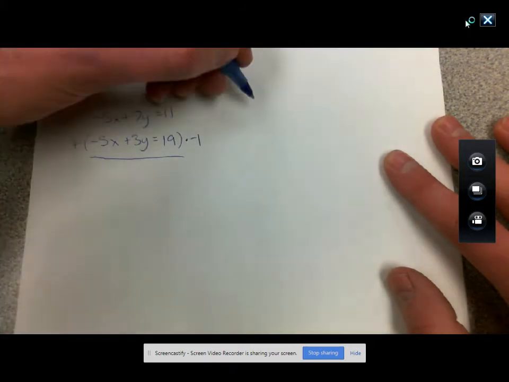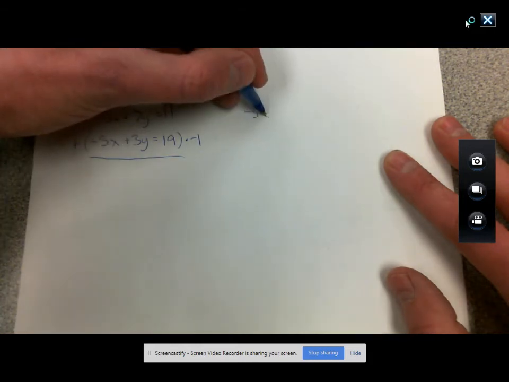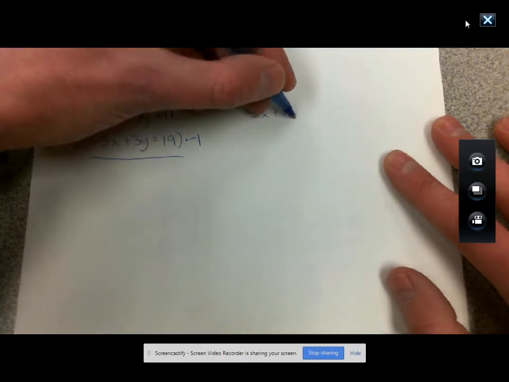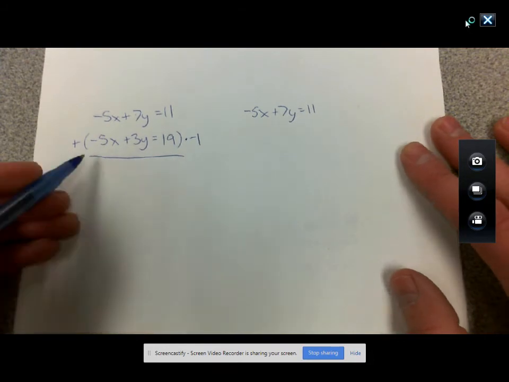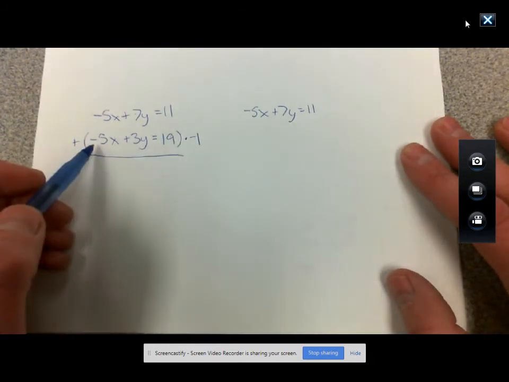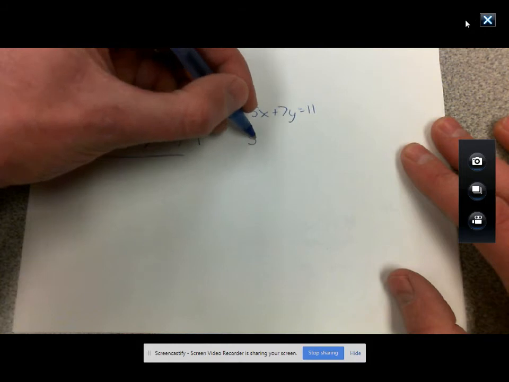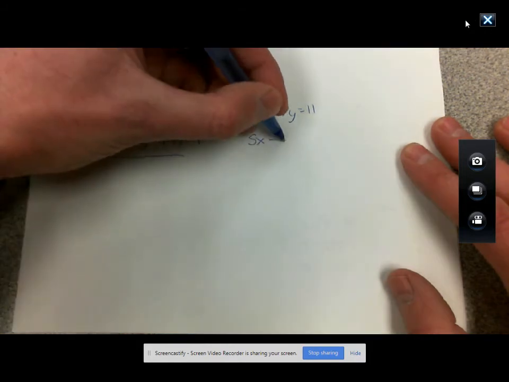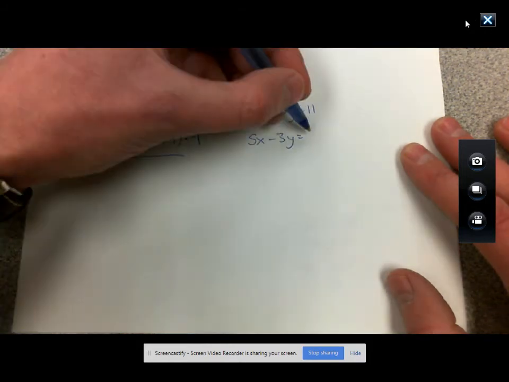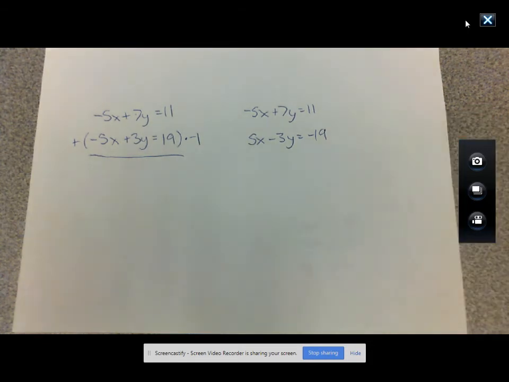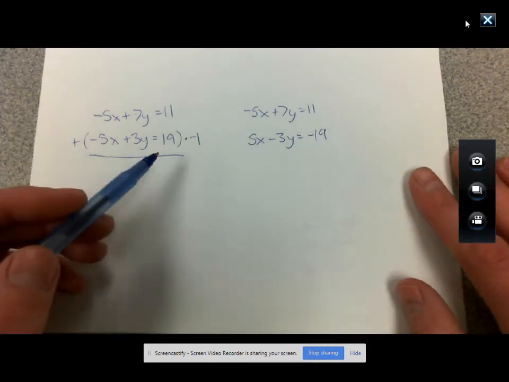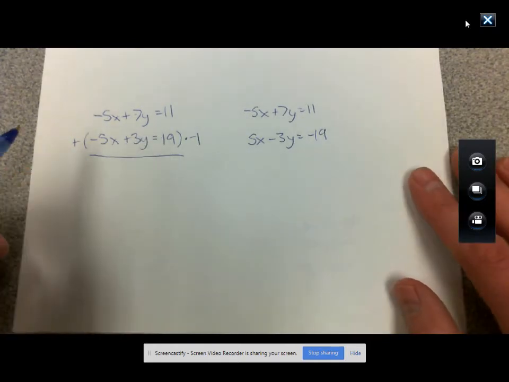So the top equation, the first equation there, I'm going to leave the same. So I'm not going to adjust the first equation. The second equation, if I multiply everything times negative 1, I end up with 5x minus 3y equals negative 19. And we can always multiply the same thing to both sides of an equal sign, the multiplication property of equality says I can do that to both sides of the equal sign.